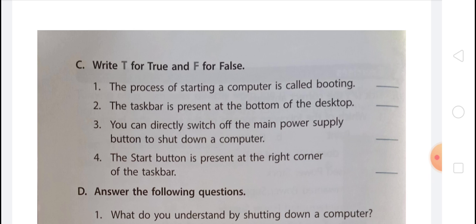You have to follow some proper method, some process, to shut down a computer. In step first, you have to click on the start button. In step 2, the power button appears, click on it. When you click on the start button, the power button appears, and you have to click on it.